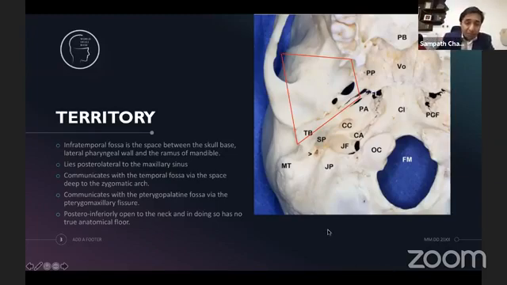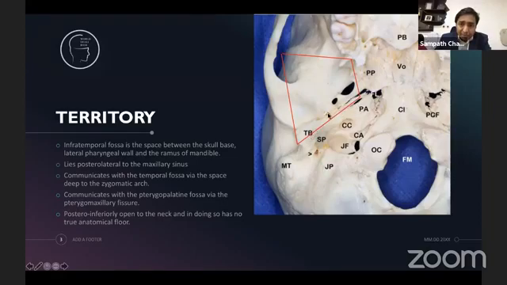I just briefly touched upon this slide yesterday as well during my webinar on the anatomy of skull base, and I told you that the infratemporal fossa is the space between the skull base. This is the base of the skull, and we're looking at it from below. So superiorly there is the base of the skull, and medially there is the lateral pharyngeal wall, and laterally we have the ascending ramus of the mandible and the condyle of the mandible, which sits into the glenoid fossa. So we are looking at a space that's here. This is infratemporal fossa.